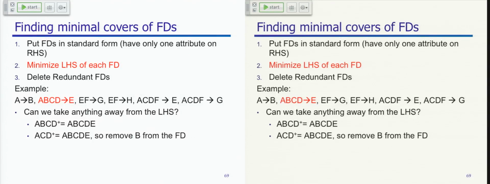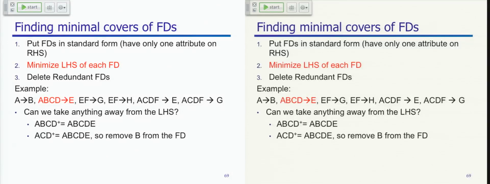Now, what happens if I remove B from this rule? If I want to find the closure of ACD, then you can see that that first rule says A determines B. So first of all, I get ACD. Since I have A, I'm also going to get B. Since now I have A, B, C, D, I can also get E with the highlighted rule. So I took out this B, and I didn't really lose anything. Right? So the second step, you're going to go through each of the rules and you're going to minimize them.